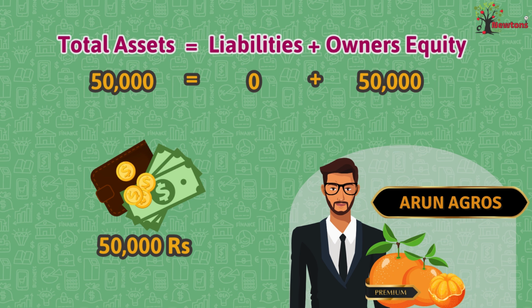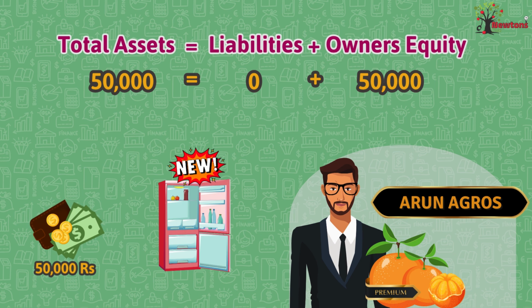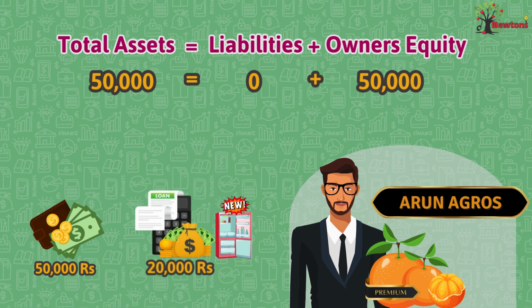Now, after a few weeks, Arun realizes that he needs more cash to buy a refrigerator for storing fruits. So he takes a loan of 20,000 rupees from the bank. If we update our equation now, total assets will be 50,000 initial investment plus 20,000, the cash he got from the bank, which will be 70,000. And liabilities, 20,000, because he has to repay 20,000 to the bank. And owner's equity will be the same, 50,000 rupees. Again, the equation remains balanced.